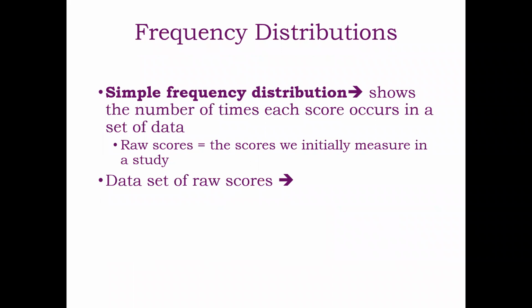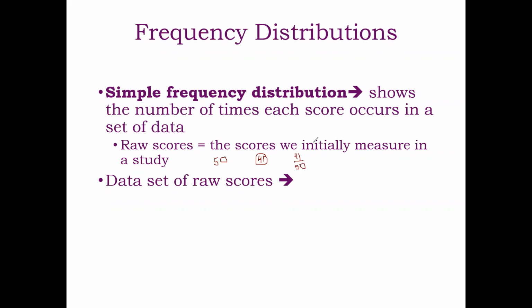A simple frequency distribution shows the number of times each score occurs in a set of data. Raw scores are the scores we initially measure in a study, or the scores without any sort of transformation. For example, our midterms are worth 50 points, right? So if you get a score of 41 on the midterm, that's your raw score, right? To figure out your percentage, we'd have to divide 41 by 50, and this would no longer be your raw score. You understand that?